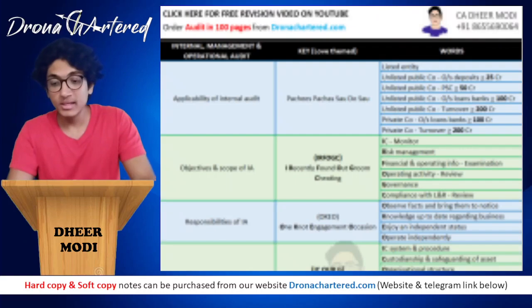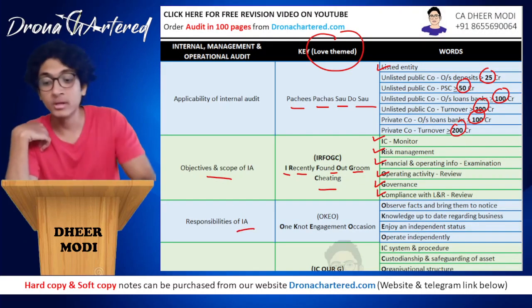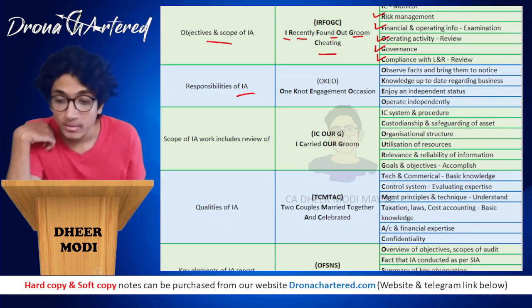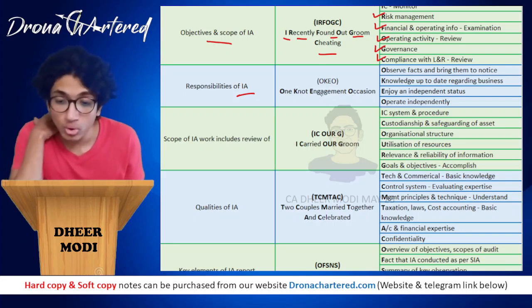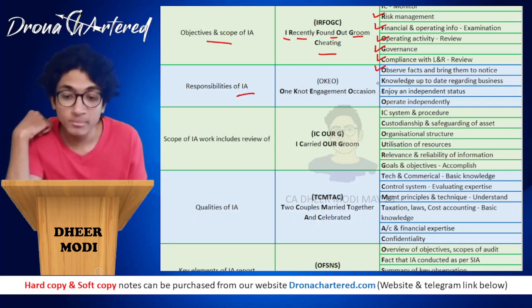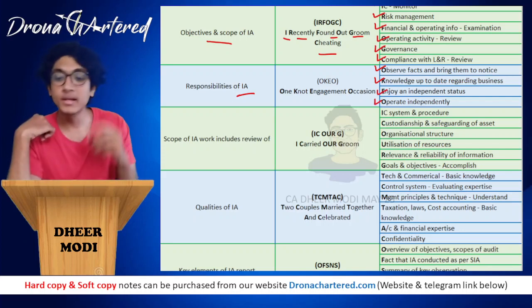Okay, so let's see the key that we made for this. Responsibilities of internal auditor: the key is NOT ENGAGEMENT OCCASION, that is, OKEO. O is observe facts and bring them to notice. K is knowledge up to date regarding the business. This was your first point, if you remember. E is enjoy an independent status, and O is for operate independently.